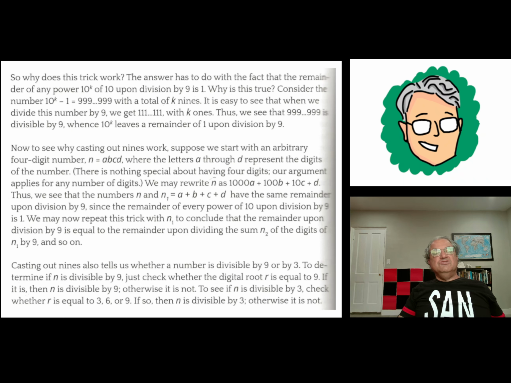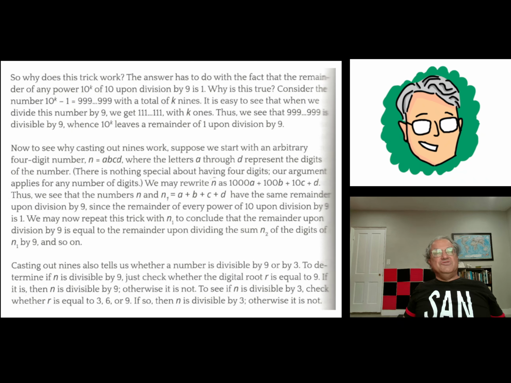And also, digital roots are additive. I mean, remainder is additive. So, for instance, the remainder of ABCD when you divide by 9 is really just the remainder of 1,000A plus 100B plus 10C plus D. But that's the same as the remainder of 1,000A plus the remainder of 100B plus the remainder of 10C plus the remainder of D. Of course, you still have to take that sum mod 9. You might have to do this in several steps. But I think you get the idea. This is why casting out 9s works.